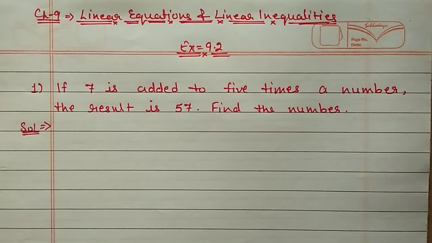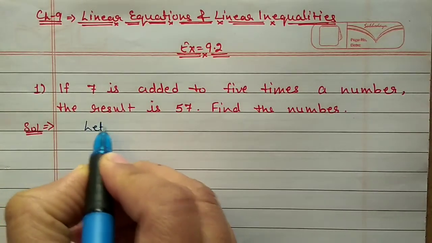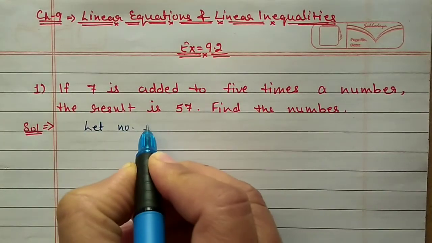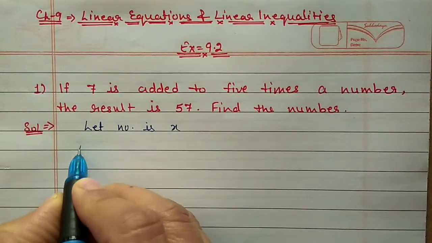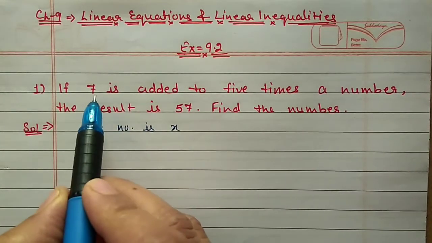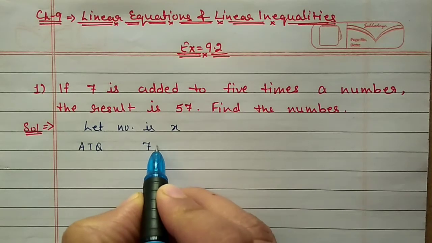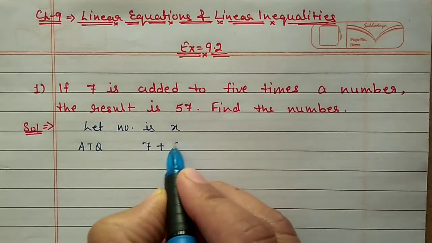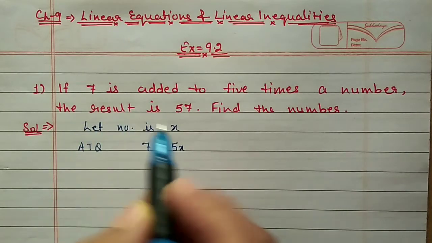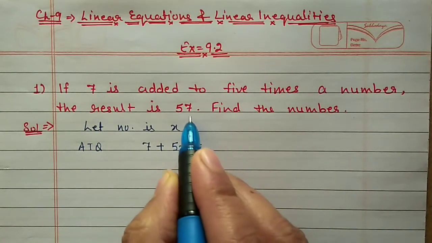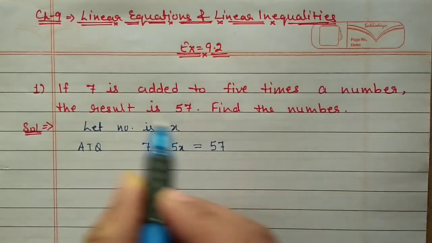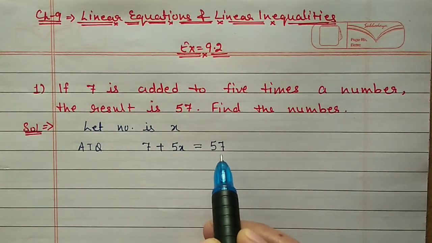So first question is given, if 7 is added to 5 times a number, the result is 57. Find the number. So we will take here, let number is x. Now according to the question we will go. First step, if 7 is added to 5 times a number, it means 7 we have to add 5 times of a number, means 5x. The result is, means equal to symbol, we have to put 57. So this statement like this you have to frame out in equation.